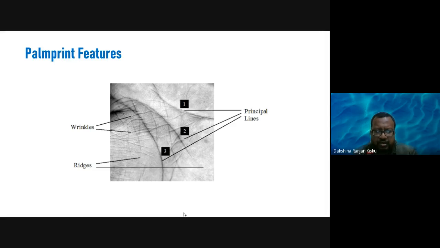Ridges are not visible on a low resolution image, but often we use the low resolution image for palm print verification or identification. If we integrate the features available on a high resolution image with the features obtained from a low resolution image, then we can make a robust palm print verification or identification system. This palm print verification system can then be deployed for various applications.